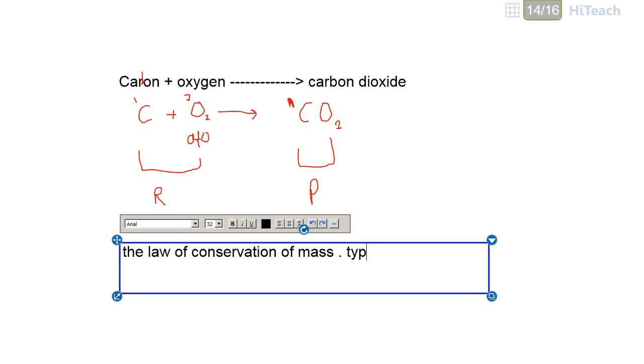You're talking about the type of atoms. The number of atoms of each element should be the same in the reactants and the products. And you have to know here that the type, the number, and the mass are the same. Okay, so this is very important to know about the chemical equation and how to write the chemical equation.